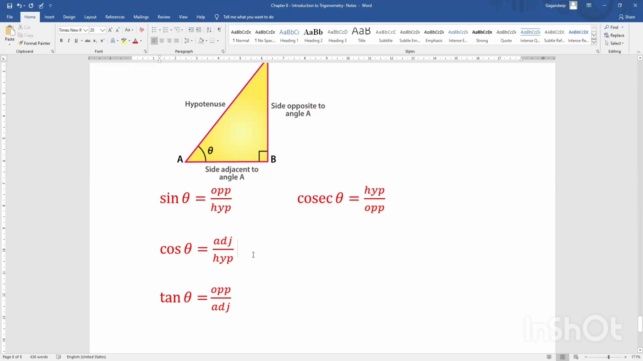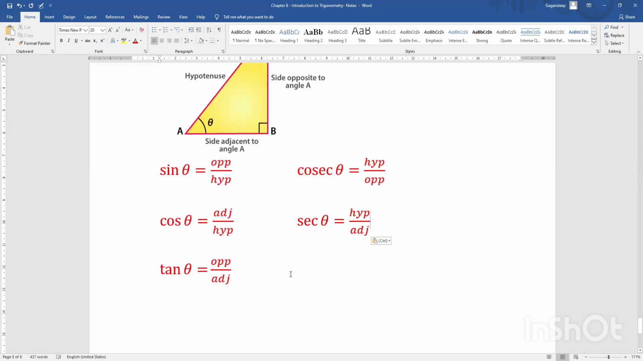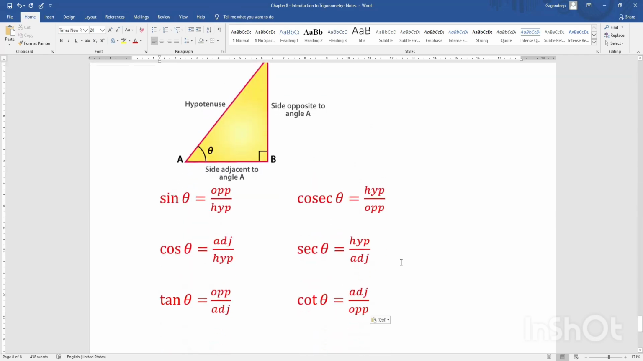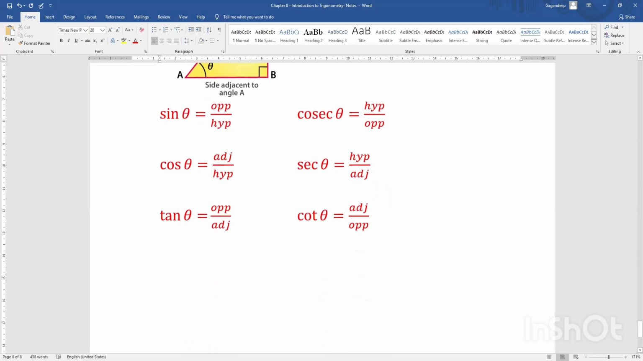Similarly, we have secant theta. The same thing happens here. Cos theta is adjacent by hypotenuse, but secant theta is hypotenuse by adjacent. And then, last but not least, we have cot theta. Cot theta is just the opposite of tan theta, that means adjacent by opposite. So totally there are six trigonometric ratios: sine, cos, tan, then cosecant, secant, and cot.